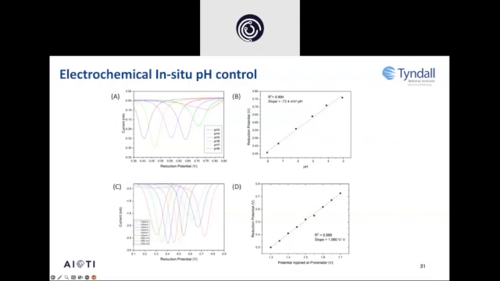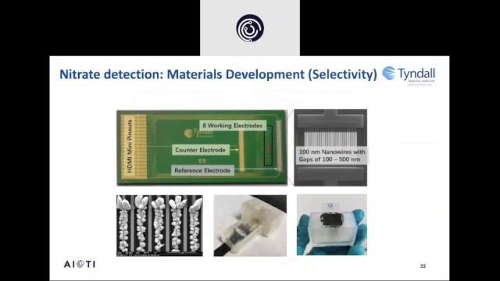And the two graphs on the right are actually showing the linearity in the position of that peak. The top one is chemically changed pH using buffers, and the bottom one is electrochemically changed pH. And that's really important, because then that allows us to do measurements in soil, which segues into the next slide. Please, Louise.